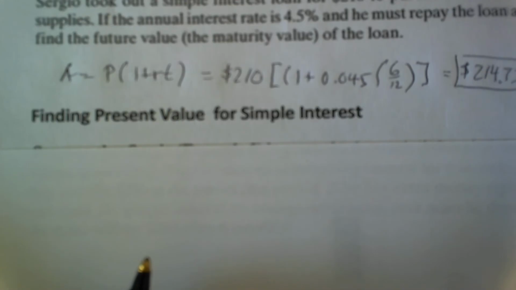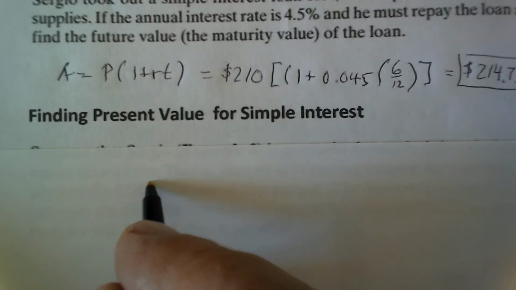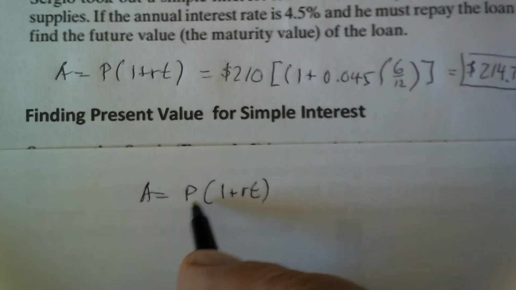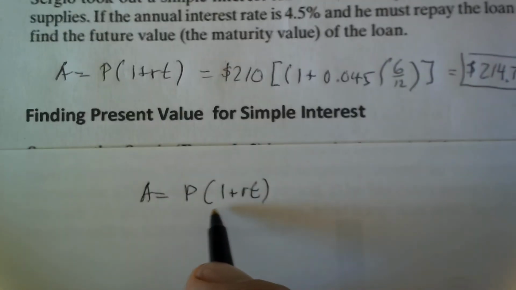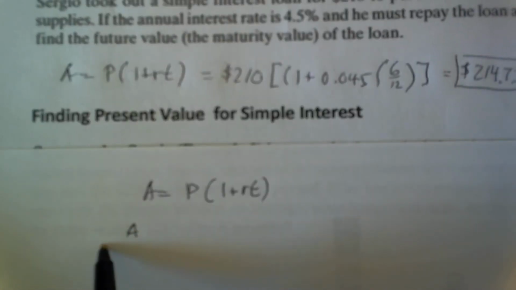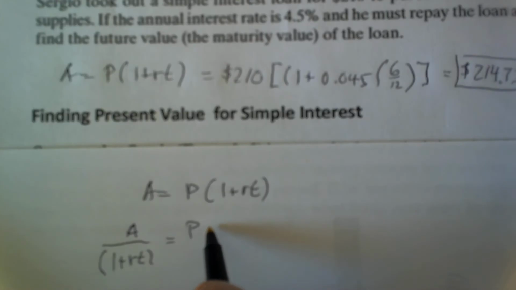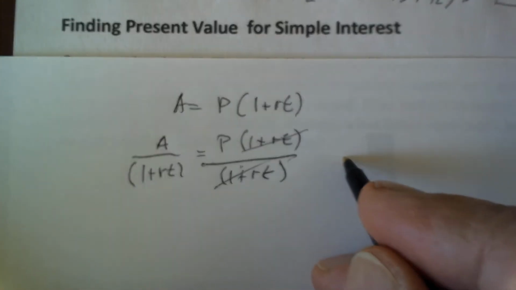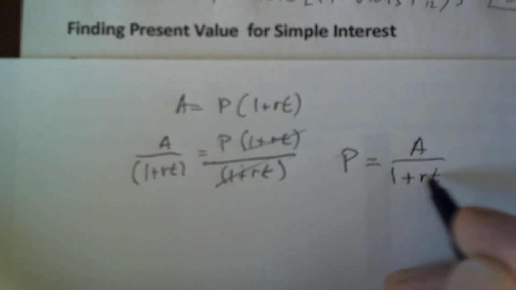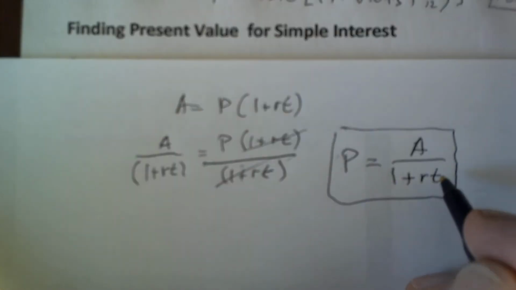Sometimes the future value is known, and we would like to know what the present value is. So when we consider the formula for future value, A equals P times (1 plus RT), then we can solve this equation for P by dividing both sides by the expression in parentheses, 1 plus RT. So when we do that, we have A divided by (1 plus RT) equals P times (1 plus RT) divided by (1 plus RT). And then, of course, we can cancel the 1 plus RTs. So our present value would be A, the future value, divided by 1 plus RT. So that's how we compute the present value when the future value is known.